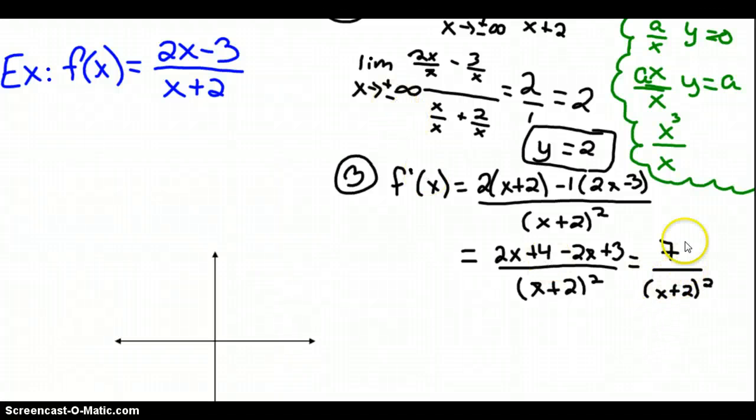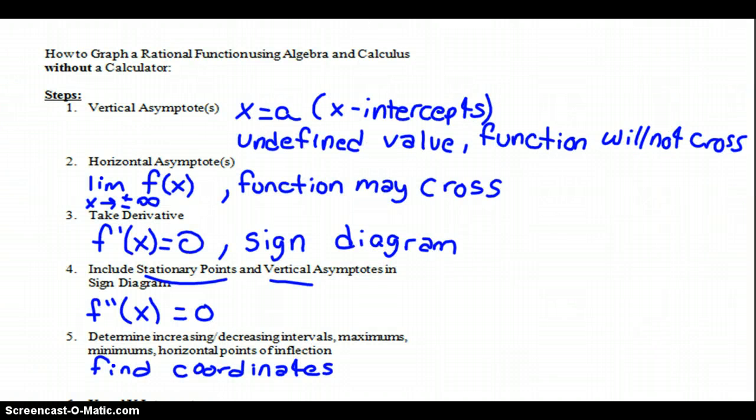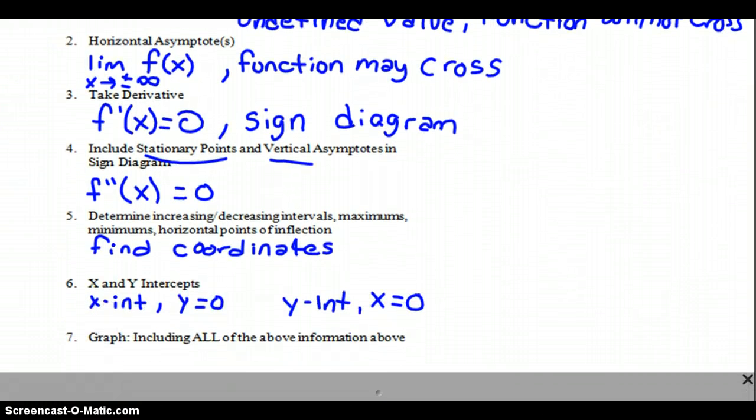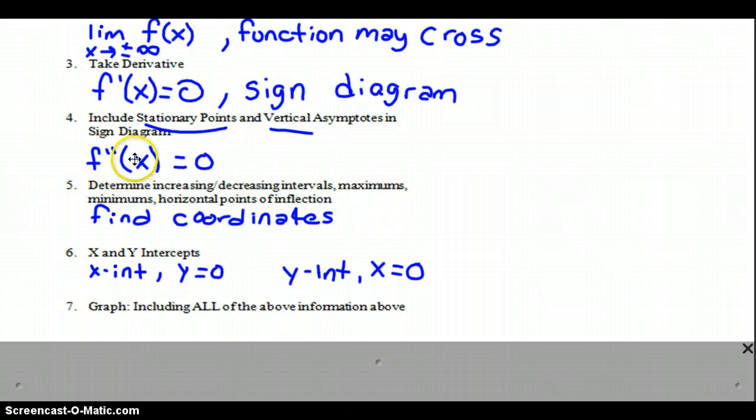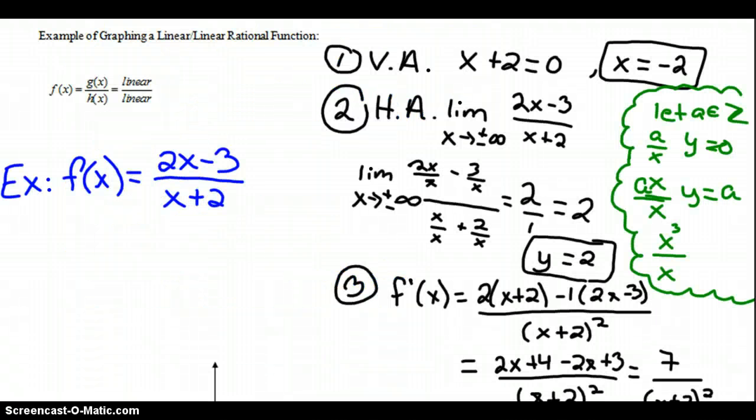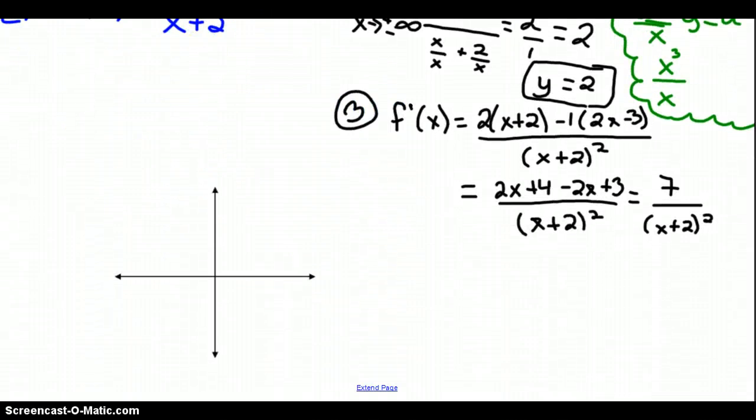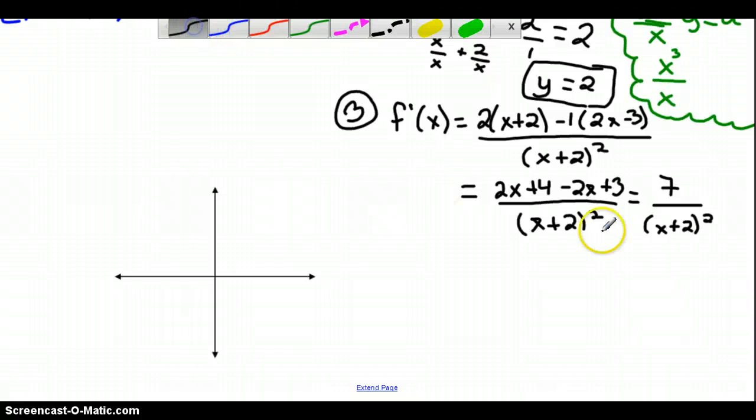All right, so our first derivative is 7 divided by (x + 2) squared. Let's go back. That's our third step. So fourth step, we want to set up our sign diagram to include our vertical asymptotes and any points that we would have found with our first derivative and second derivative when you set it equal to 0.